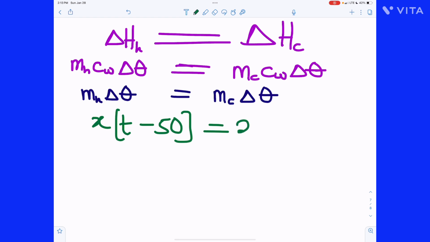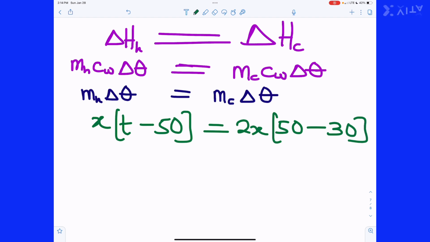So mass of cold water is 2x. Temperature change: cold water is increasing in temperature from 30 to 50, so the difference will be 50 minus 30. We always do temperature difference in the order that gives us a positive answer. So we divide x on both sides. Can you see? There's x here, there's x here. Both will cancel each other.